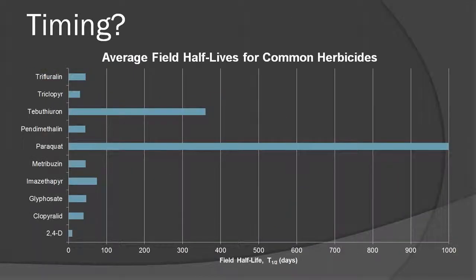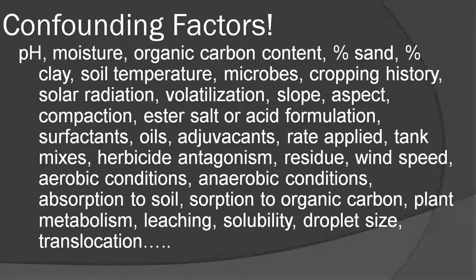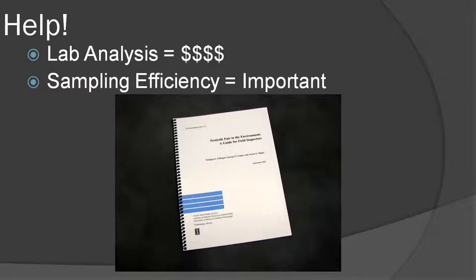To further complicate things, here's a sample of some of the herbicides included in the guide. Notice there is a very large range between those with a short average field half-life and those with a long average field half-life. And there's even more confounding factors. Almost any factor you can imagine out in the field affects how quickly the herbicide breaks down. And to add another layer of complexity to it, the lab analysis of the herbicide samples is very expensive.